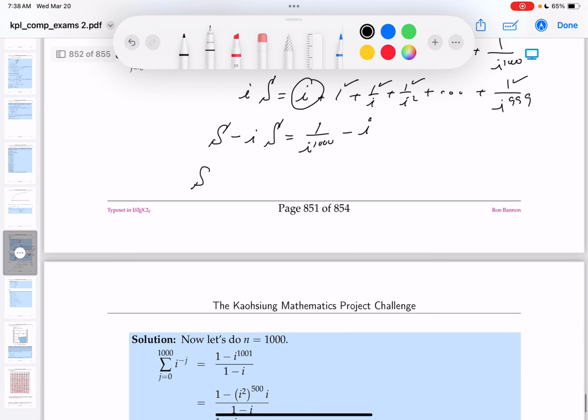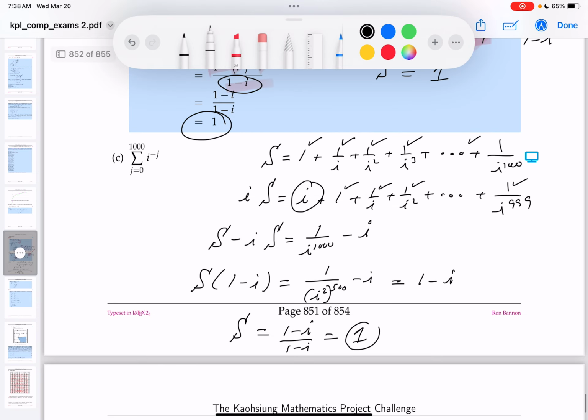I'm going to factor an S out, and you get 1 minus i. Well, I'm going to point out that 1 over i to the 1,000 is really just i squared to the 500th power minus i. i squared is minus 1, but I'm raising an even power, so it's going to be 1. So it's 1 minus i. Divide both sides by 1 minus i. You get 1 minus i over 1 minus i, which is just 1.